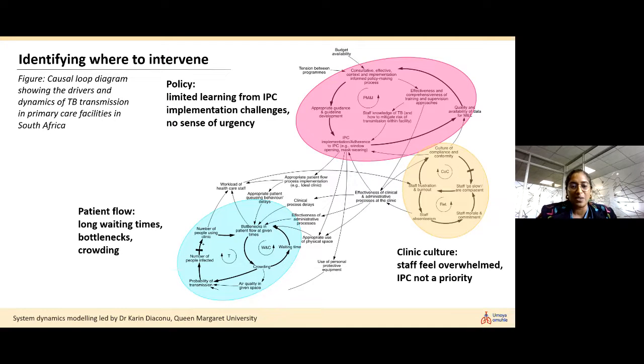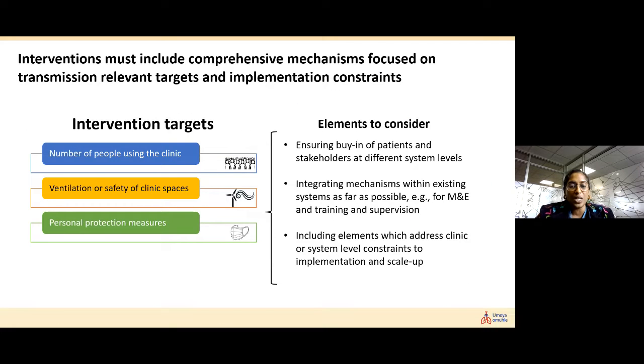So high waiting times and crowding of clinics are influenced by an organizational culture wherein staff are overwhelmed by competing program and policy demands, which over time have created a conforming, compliant clinic environment wherein IPC implementation is not a priority. At policy level, there's limited consultation and learning from implementation challenges associated with IPC and no sense of urgency surrounding this. In conclusion, workshops identified 3 intervention targets, but also some elements that need to be considered when designing and implementing intervention mechanisms.